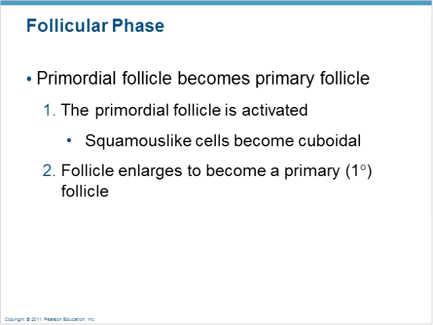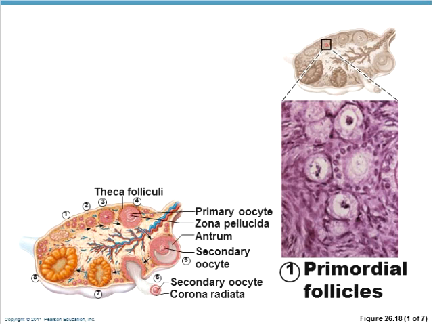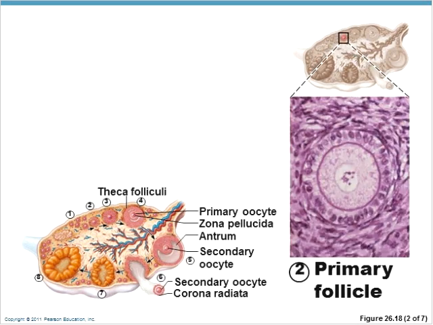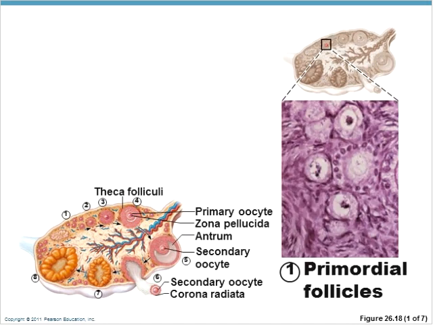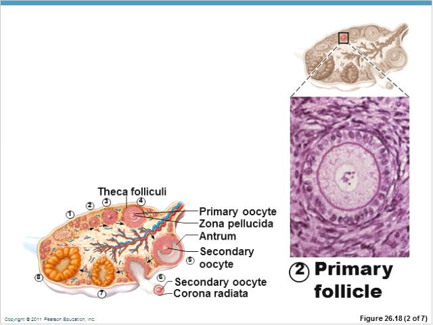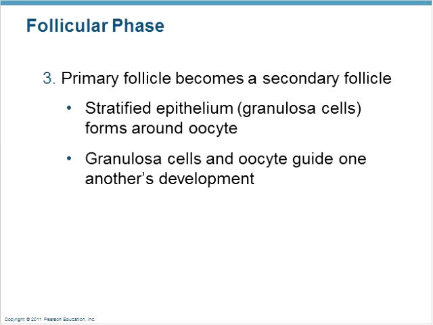The follicular phase: the primordial follicle becomes a primary follicle. The primordial follicle is activated, and squamous-like cells become cuboidal, and the follicle enlarges to become a primary or 1° follicle. You can see that process we've taken you through, and these are primordial follicles. There's a primary follicle, and you can see how that has changed from the primordial follicle to that primary follicle. You see how that has become a lot more organized.